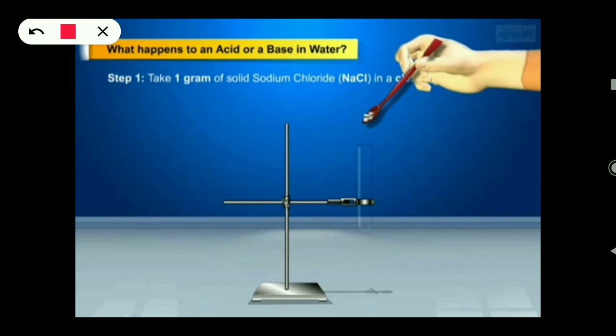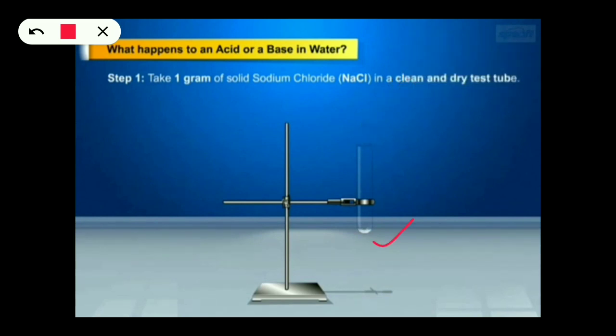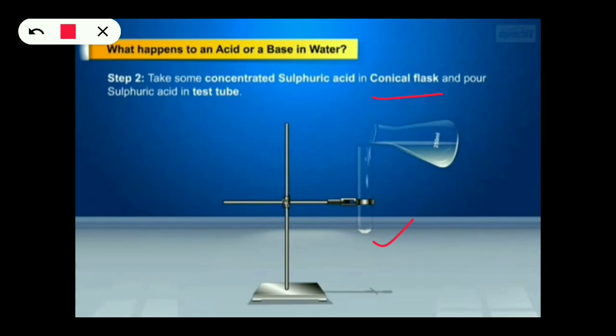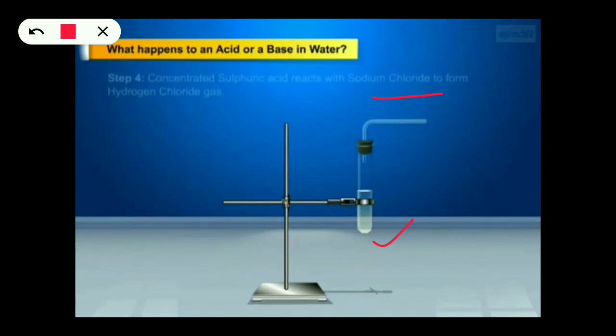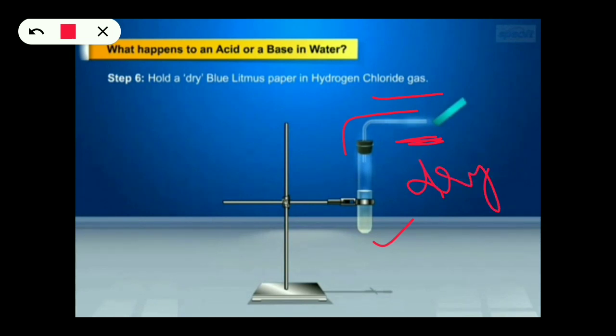In this activity, a test tube is taken over here and slowly sodium chloride is added to it. And immediately you add some concentrated sulfuric acid taken in a conical flask. You have to pour very carefully inside it. As soon as you add sulfuric acid, you have to put your delivery tube here. As soon as you add both of them, a gas is released out and you have to bring one dry litmus paper. As soon as you bring a dry litmus paper, it is not showing any change of color, children. Here blue litmus is not changing into red litmus.